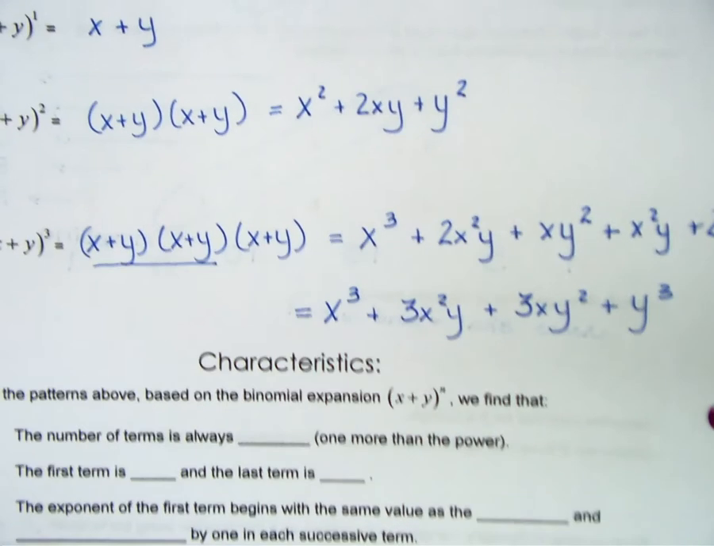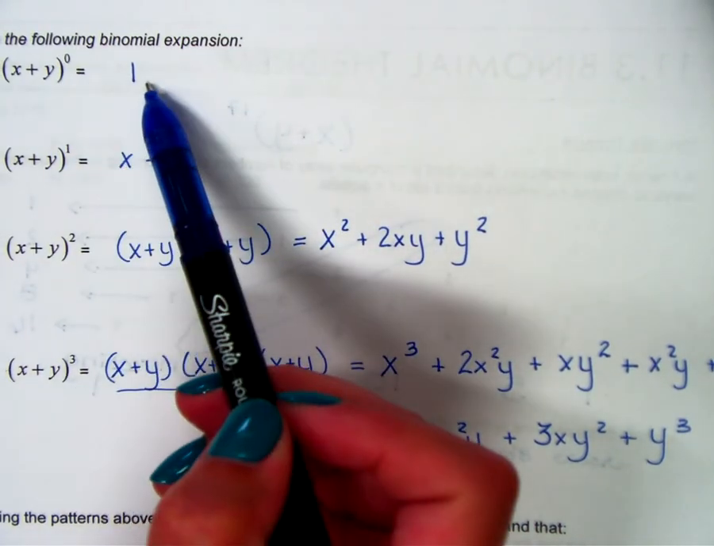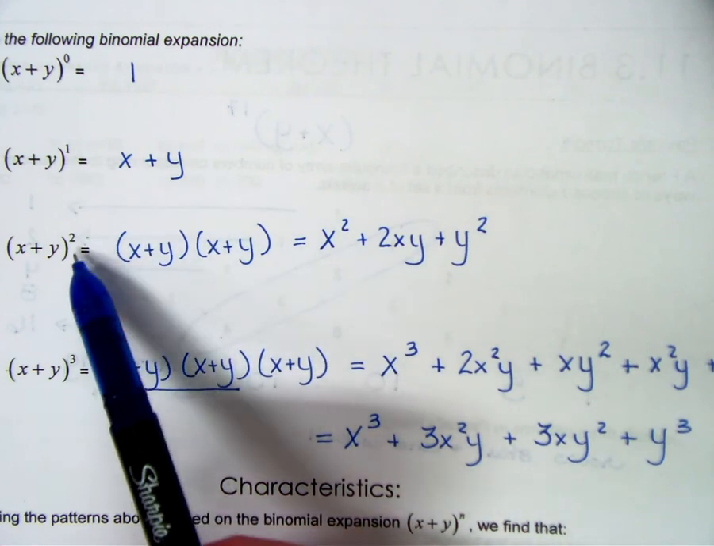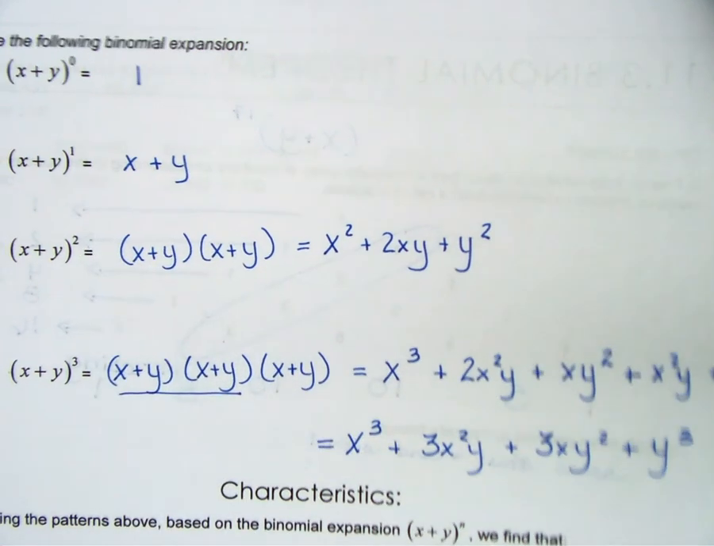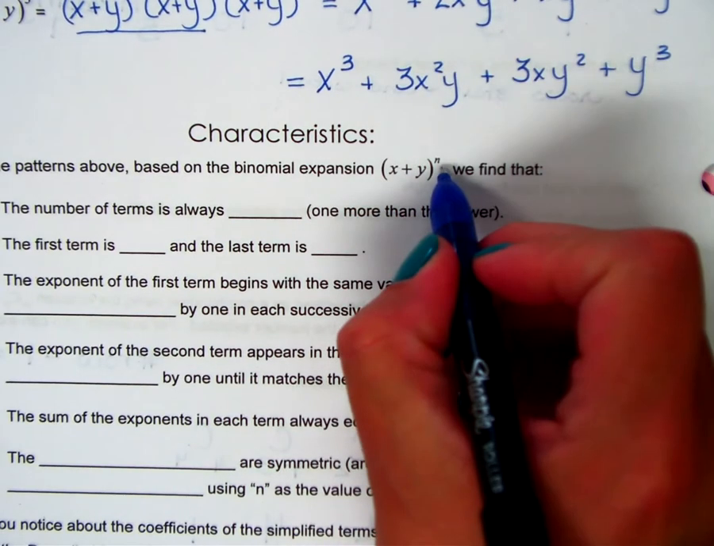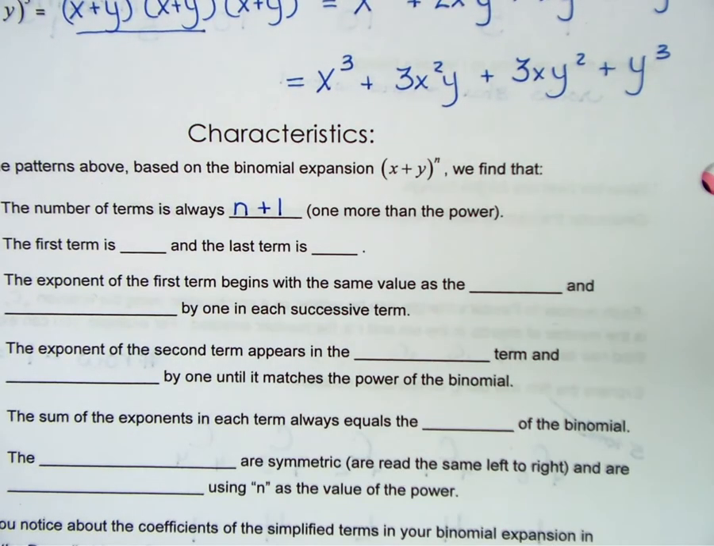Okay, so let's look at the number of terms. When my exponent is 0, how many terms do I have? 1. When my exponent is 1, how many terms do I have? 2. Okay, you see the pattern? It's 1 more than the exponent. So if n is my exponent, this is always going to be n plus 1.